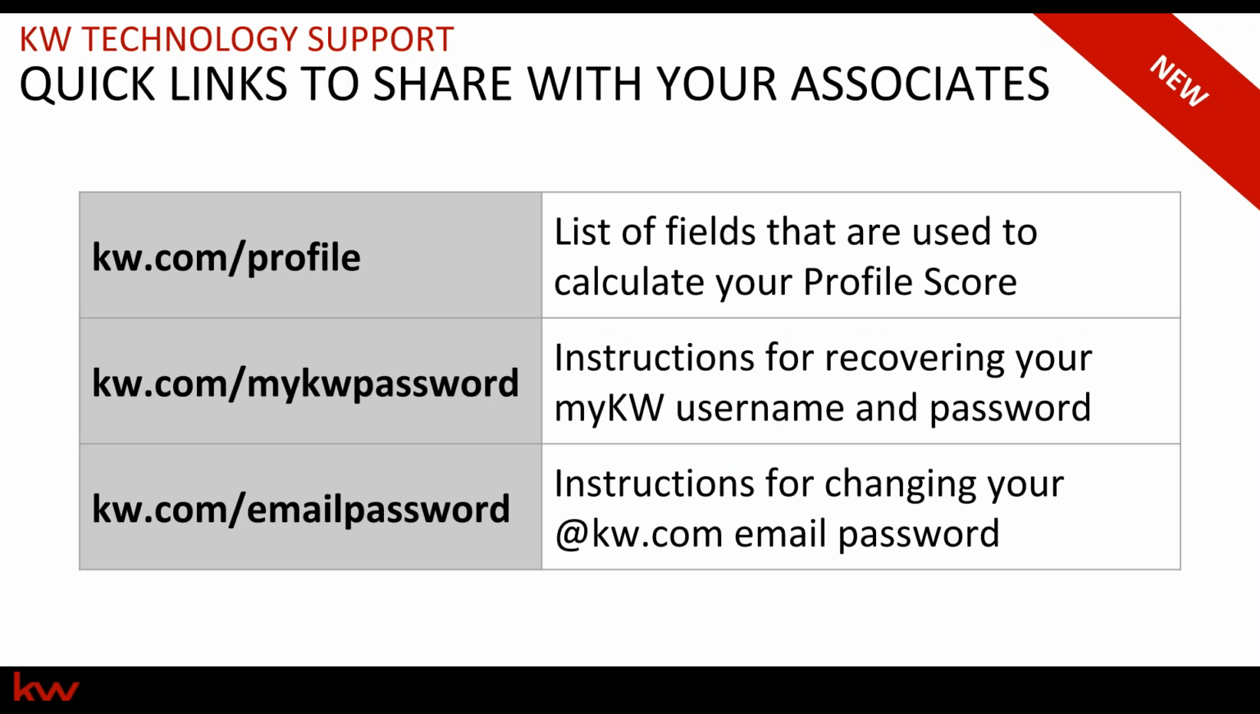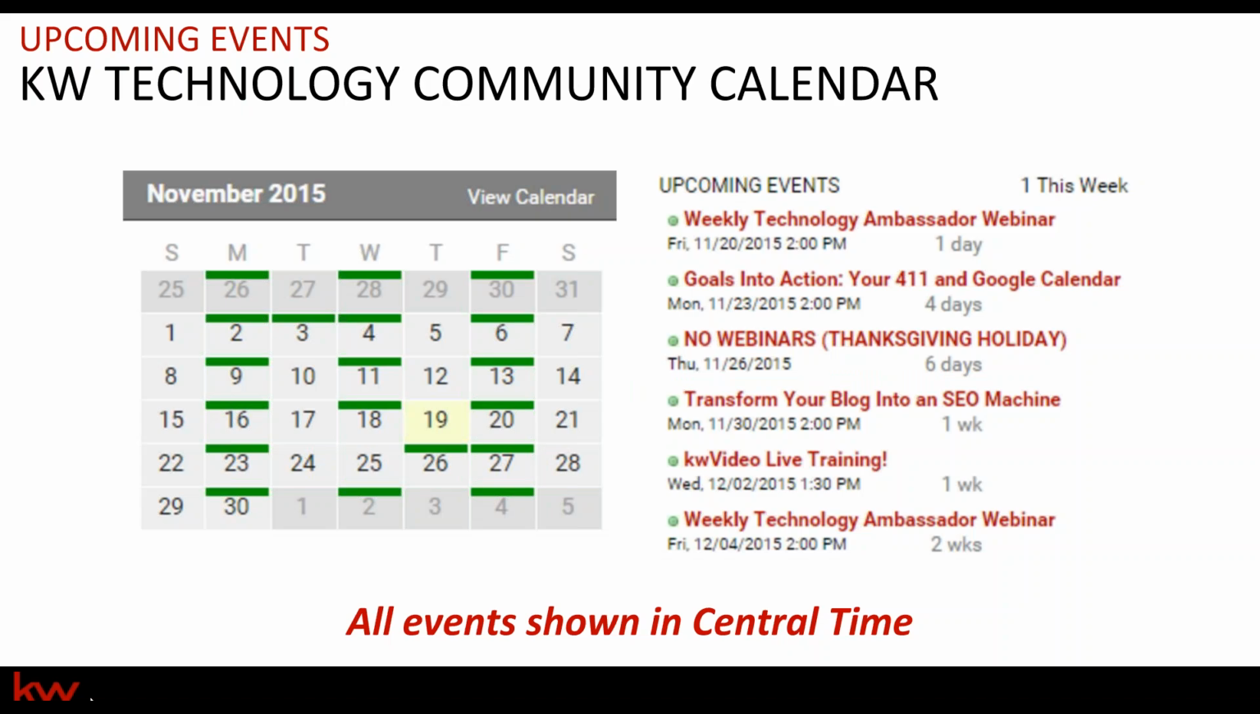We've always had that on answers.kw.com. It's just gotten a facelift. It matches the order in which the fields are listed in the profile editor, and there's also a little bit more explanation about each one. And the other two URLs are self-explanatory. One tells agents how to recover their username and password for MyKW, and then the bottom one is for changing their kw.com email password.